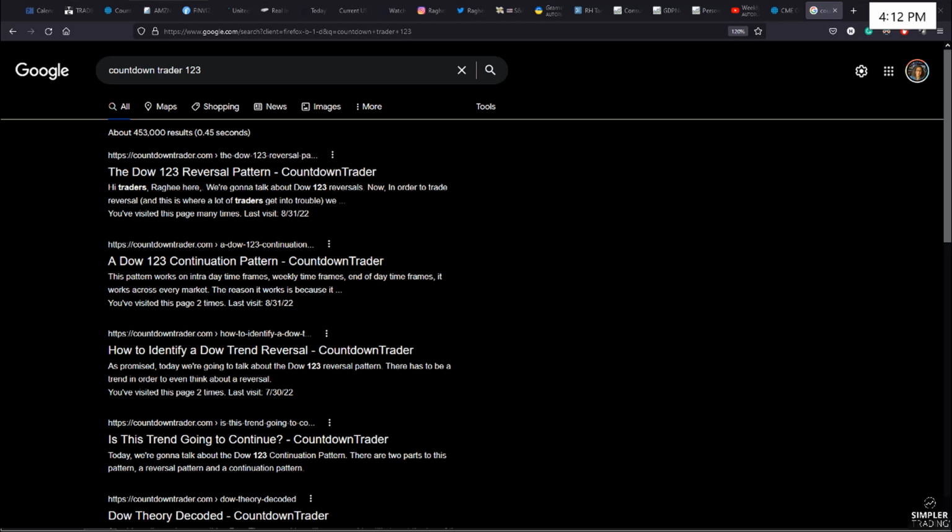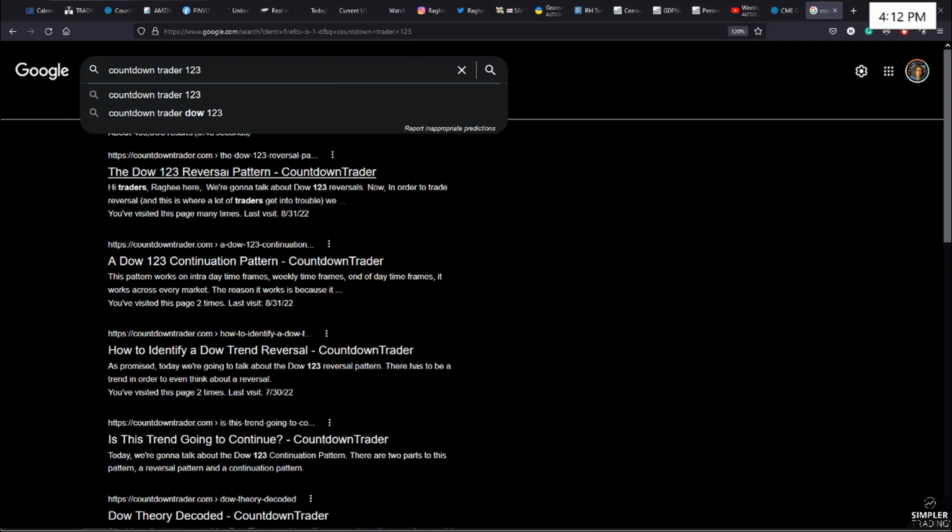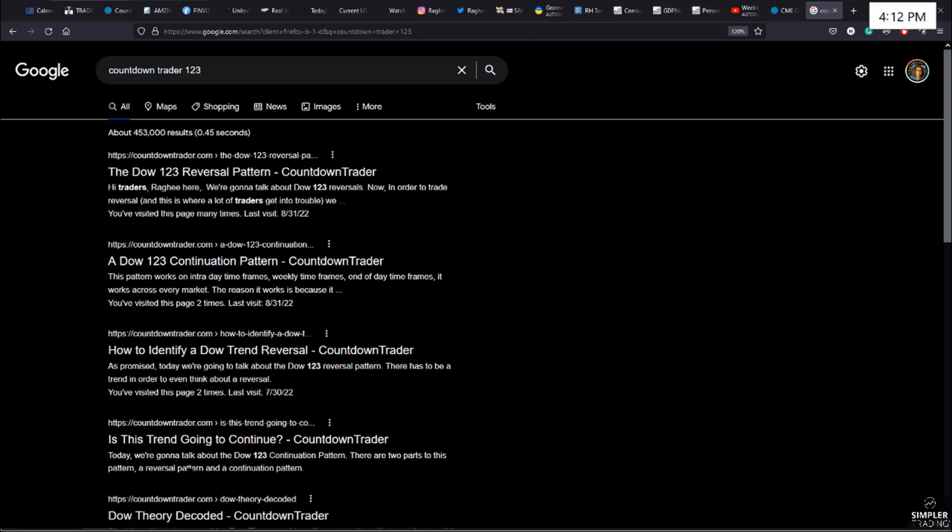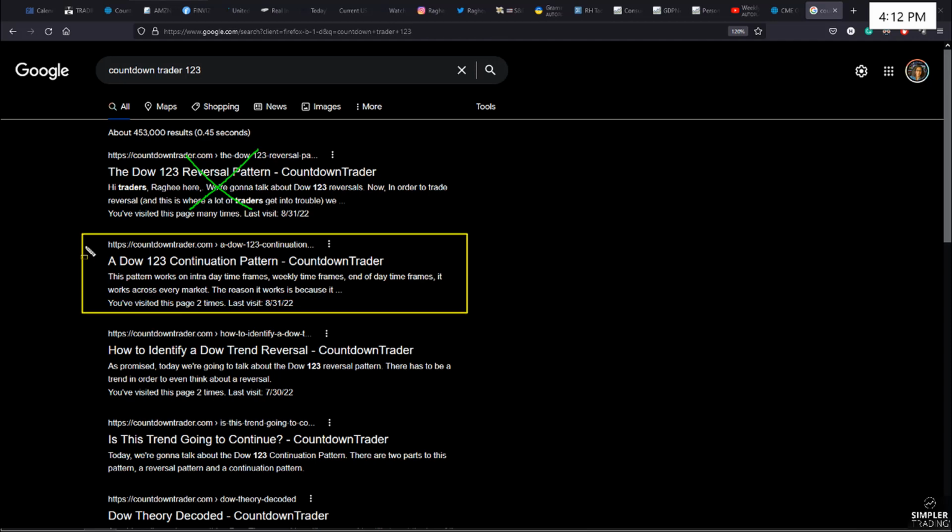In order to find this particular write-up on the 1, 2, 3, which is a Dow 1, 2, 3 pattern, head on over to Google and search Countdown Trader 1, 2, 3. The first few hits are all the different breakdowns and explainers that I've done on the Dow pattern. There's two kinds though. One is the reversal, and that's not the kind we're talking about today. We're going to talk about the continuation pattern, the 1, 2, 3 continuation.